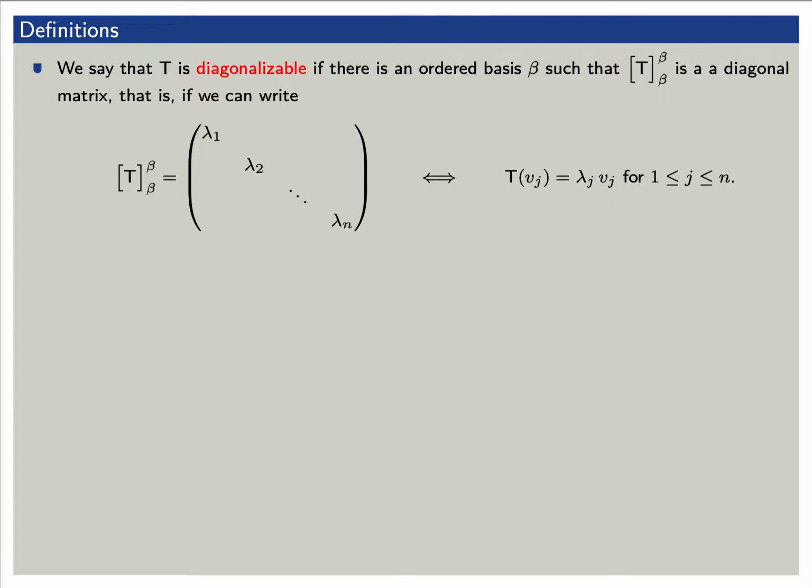We'll say that T is diagonalizable if there exists an ordered basis beta such that the matrix representation [T] from beta to beta is a diagonal matrix. That is, we can write this matrix representation as that n by n matrix that consists of these scalars, lambda 1, lambda 2, through lambda sub n that appear along the diagonal. This is equivalent to saying that there exist vectors v sub j such that T applied to v sub j is a scalar multiple of v sub j.